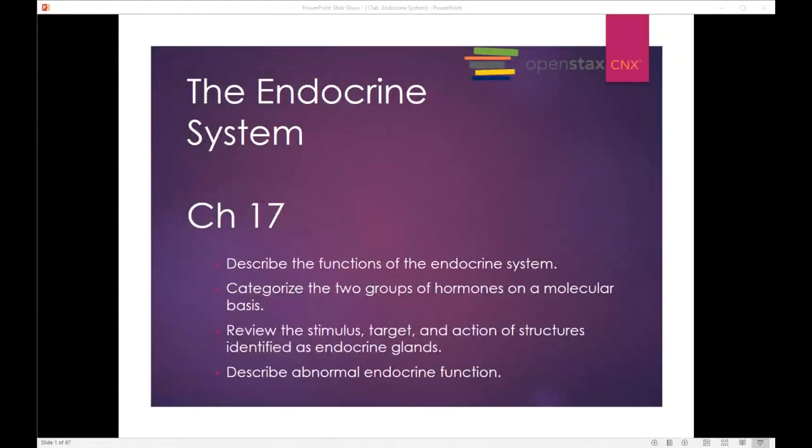Hi, welcome to Chapter 17, the endocrine system. Today I'm going to describe the functions of the endocrine system, categorize the two groups of hormones on their molecular basis, review the stimulus, the target, and the action of the structures identified as endocrine glands, and then describe some abnormal endocrine function. So hopefully you've already read Chapter 17 in your textbook. So here we go.